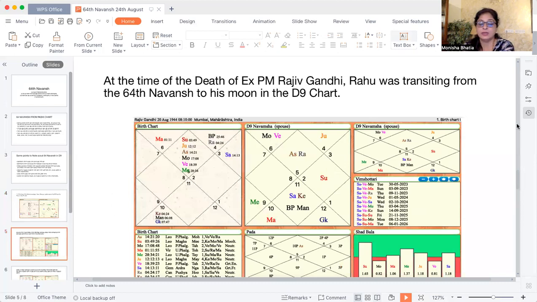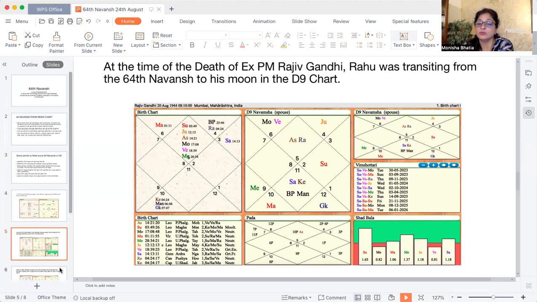In the second example, we have our ex-Prime Minister Shri Rajiv Gandhi, who died in 1991. And during the time of his death, Rahu was transiting in the 64th Navamsha to his moon in the D9 chart. So his moon is placed in the sign of Virgo, and from the moon, Sagittarius was the 64th Navamsha, where malefic Rahu was transiting. I happen to look at his chart from the Dasha point of view also to understand this better.